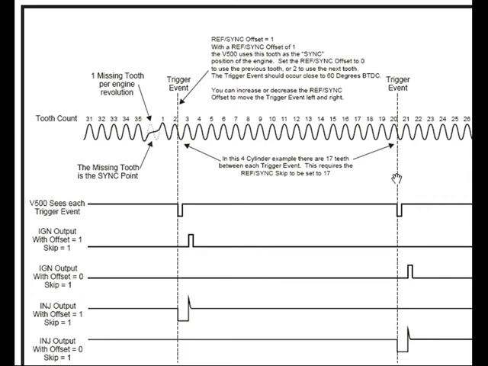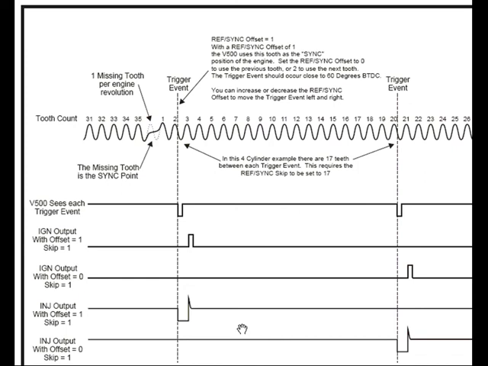So where you have an ignition output, such as this one, and you have the ignition offset set to 0, this will output a pulse directly after the trigger event that follows both a sync missing tooth event and a trigger event.